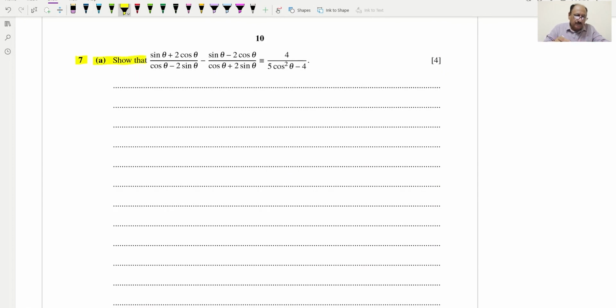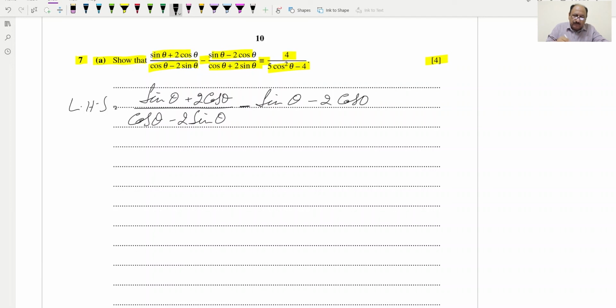Now question number 7, trigonometric ratios, and we need to show that this minus this is equal to this one. This is a 4-mark question. We can take the left hand side, which is (sin theta + 2 cos theta) over (cos theta - 2 sin theta), minus (sin theta - 2 cos theta) divided by (cos theta + 2 sin theta).